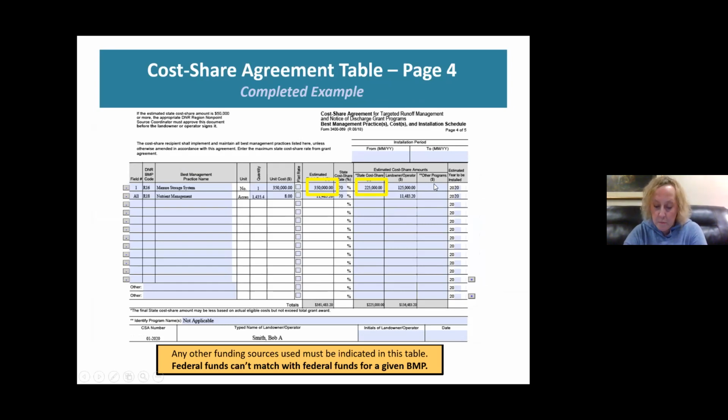And when you have federal funds at play, I just want to remind everybody that federal funds can't be matched with federal funds for a given practice. So some of you will have received Section 319, the federal Nonpoint Source Program funds, as part of your grant. And if you're using those for the state share, just know that federal funds can then not be used for the local share of that practice. So the feds don't want us matching federal with federal.